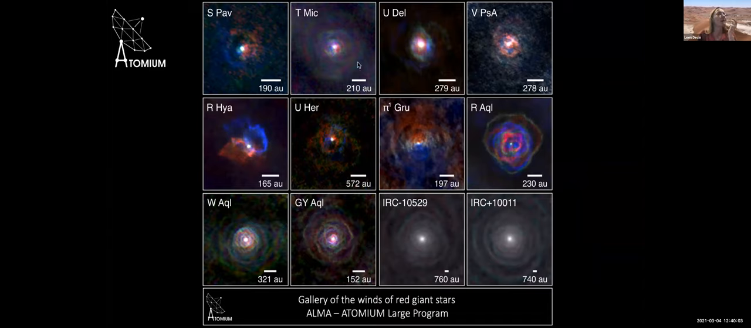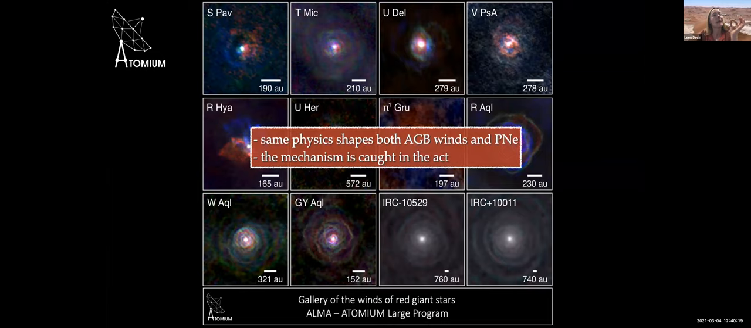So what does it mean? What can we see here? And how can these data be used to unravel the mechanisms? One conclusion can be drawn immediately if you see the similarities in morphologies: it is the same physics that shapes both the AGB winds and the planetary nebulae, and we have caught the mechanisms in the act.